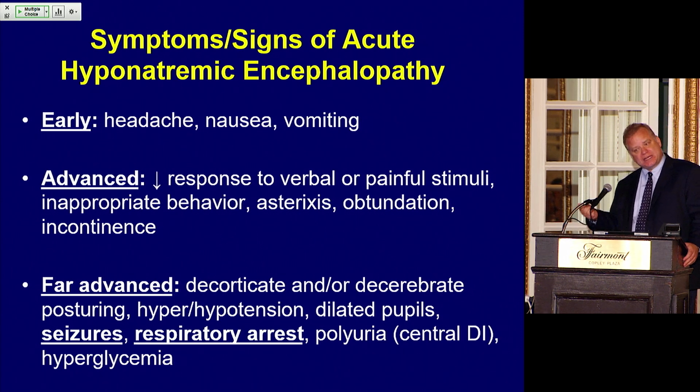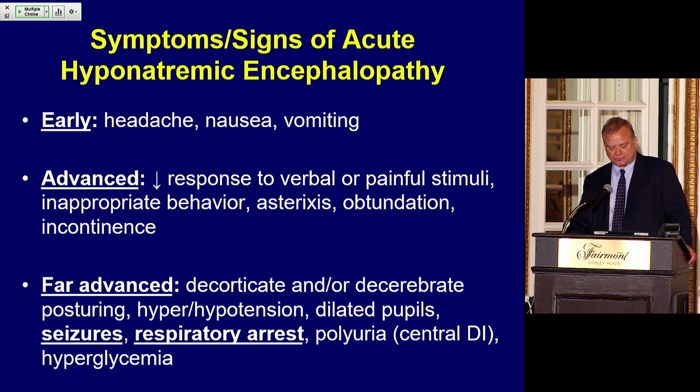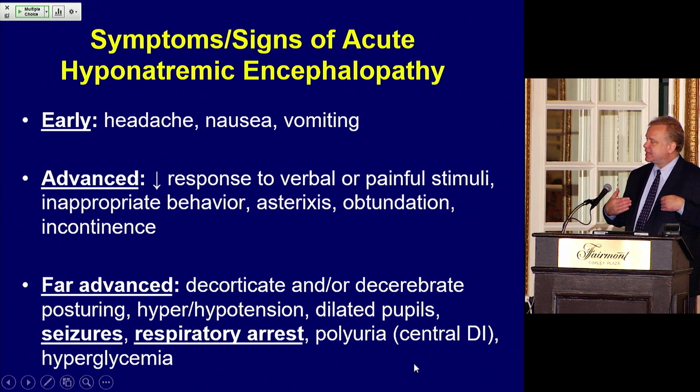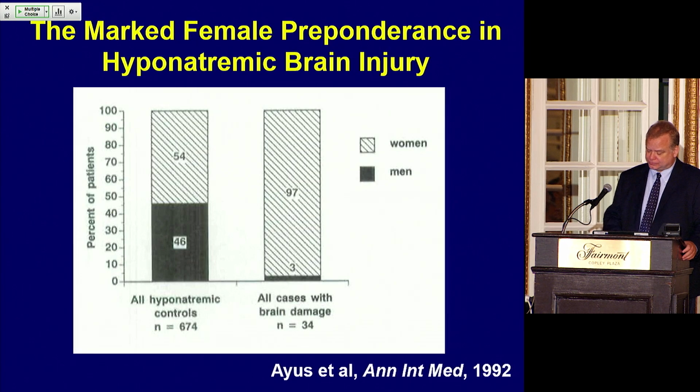You can also see that if you're very careful, in patients who've got acute on chronic hyponatremia, you will find that they also have some degree of symptoms. As you get worse, you get asterixis, obtundation, and so on. You can then get seizures, dilated pupils, respiratory arrest. Afterwards, these patients can get a polyuria from a central DI and also a central diabetes mellitus.